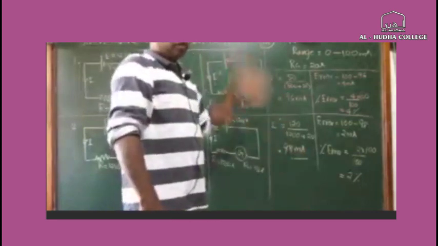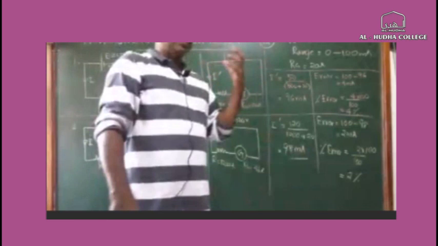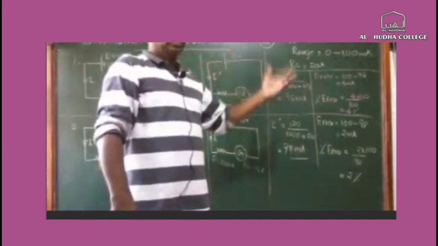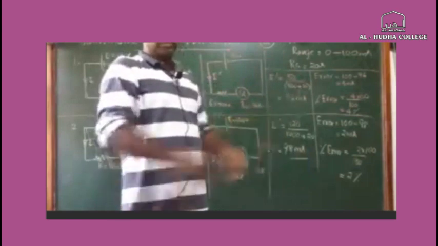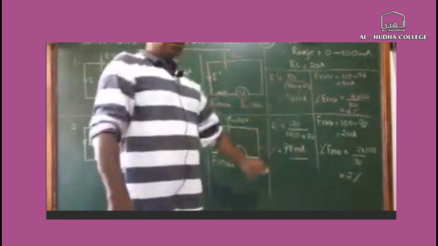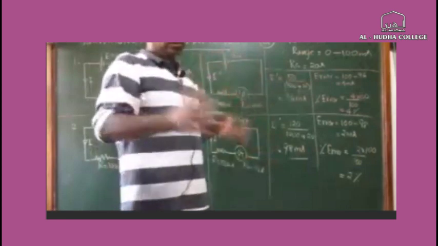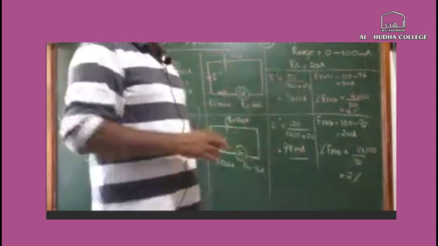So we have to make sure that the measuring instrument, or galvanometer, has a very much smaller resistance compared to the load resistance. Otherwise, if the galvanometer resistance and the load resistance are comparable, we will get large errors. So in this case, if you summarize, we'll take this down.